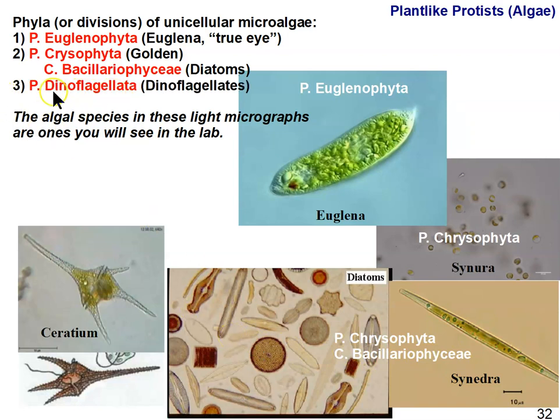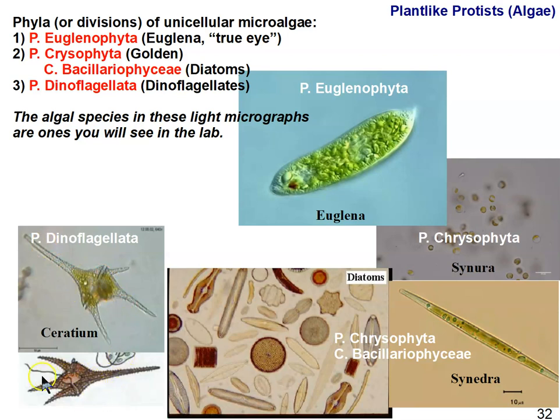And then the third phylum is Dinoflagellata, the dinoflagellates, represented here by Ceratium. I gave you both a drawing of Ceratium along with an actual image, and you're looking at all of these in the lab, like it says here. All these algal species are ones that you're looking at in the lab. When you see the preserved specimens of Ceratium, you're seeing them as kind of a bluish green because they're stained bluish green. So it's not going to look like this. This is an actual living Ceratium.